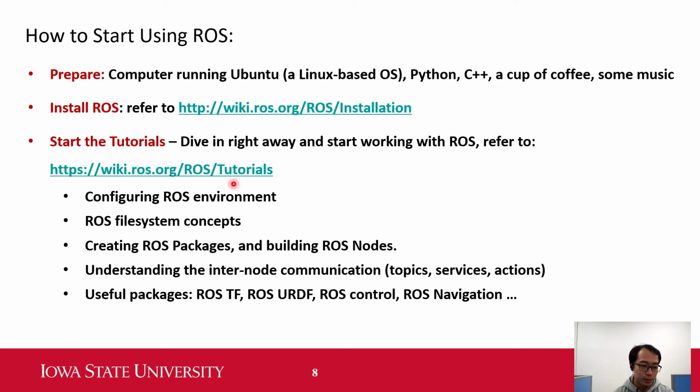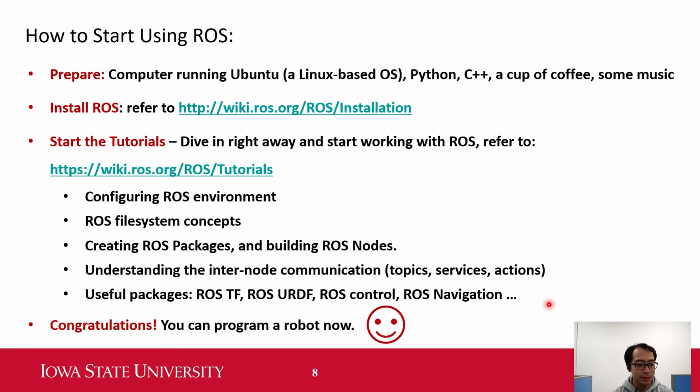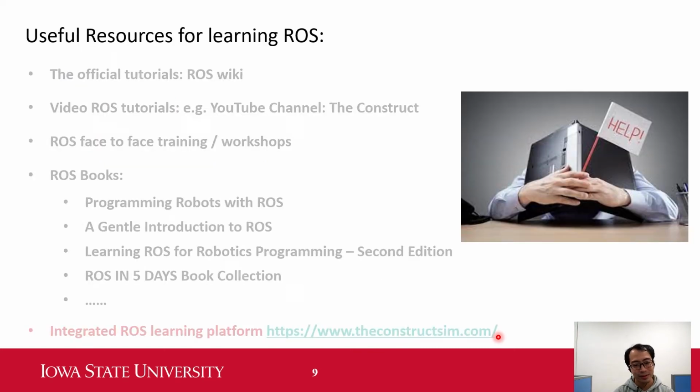There are a bunch of tutorials on the ROS Wiki website, and some of them are very fundamental and necessary, like configuring the ROS environment, the file system, the ROS packages and the ROS nodes, and understanding how they communicate with each other, as well as some useful packages like TF, URDF, and navigation. After that, I would say congratulations, you can program a robot now. Well, is that true?